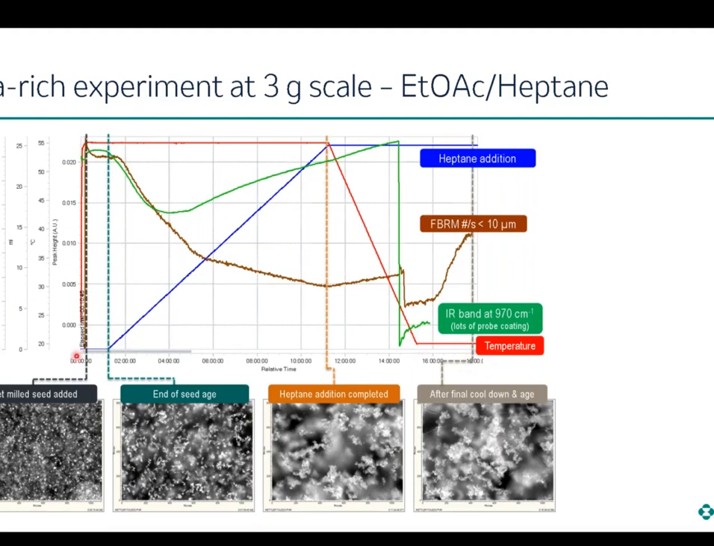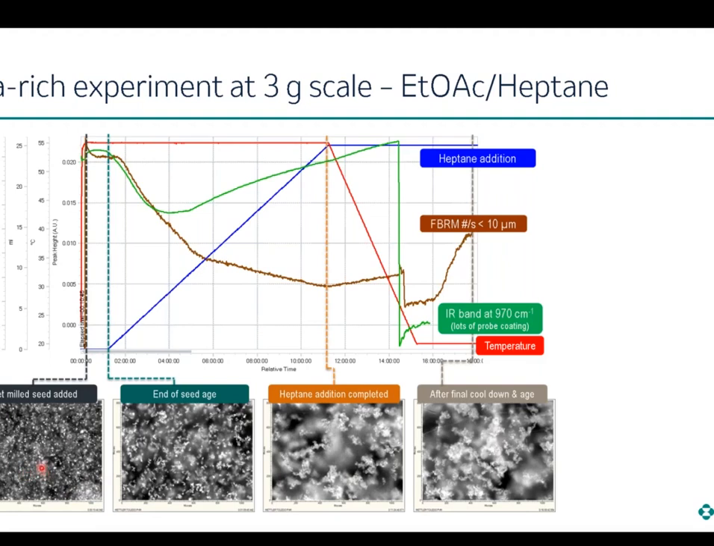There is the temperature profile from left to right in red, as well as the heptane addition in blue, alongside with FBRM counts per second below 10 microns. So it's kind of the number of fines in the process, as well as the solute, not the solute concentration, but the IR band, which should correspond in a way to the solid concentration. And on the lower half, you see micrographs from the process using the PVM.